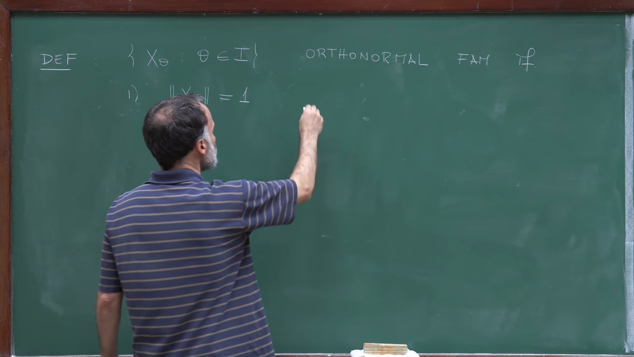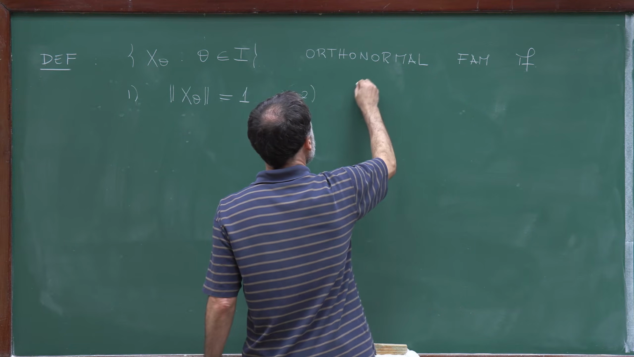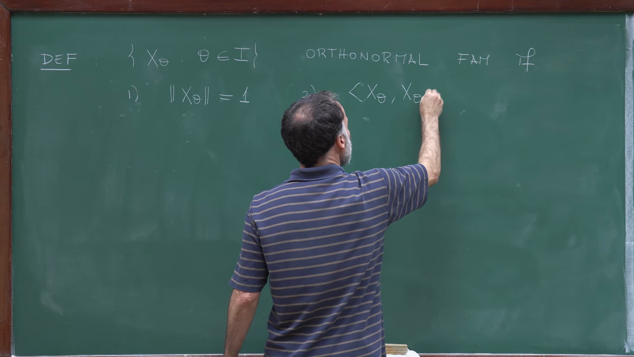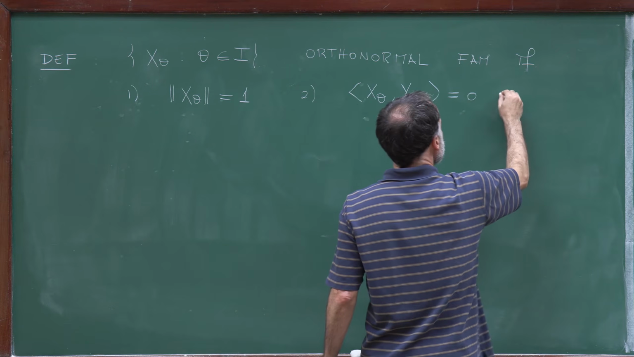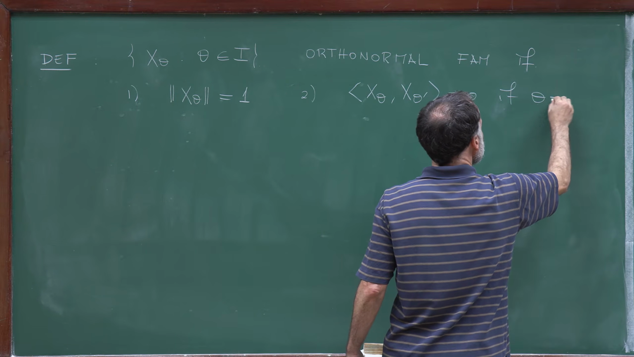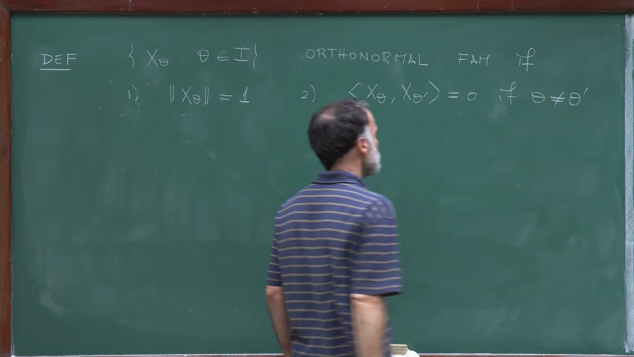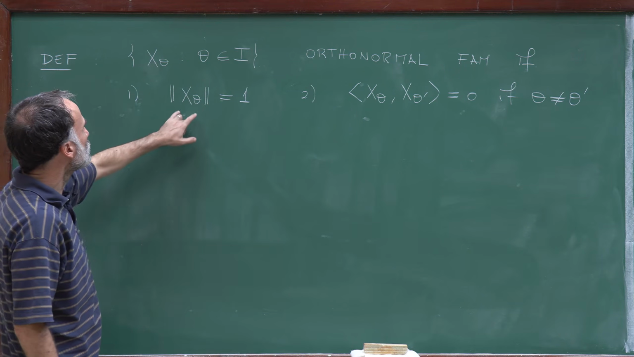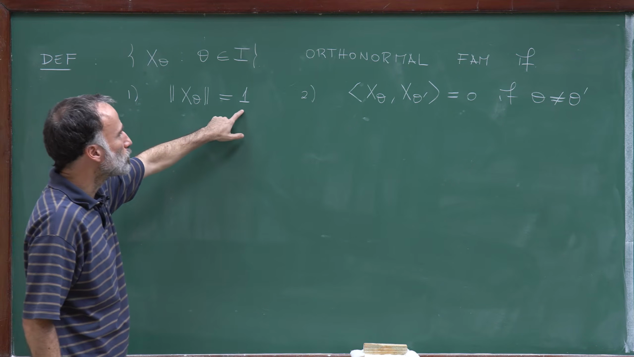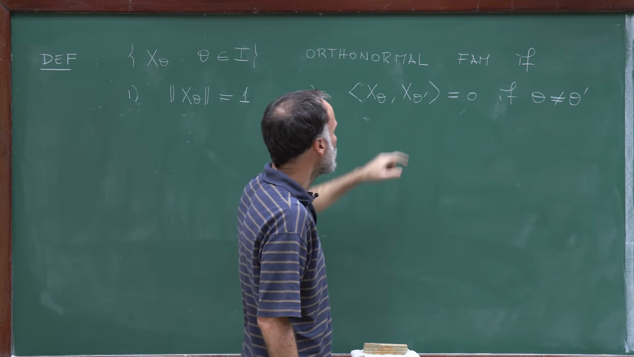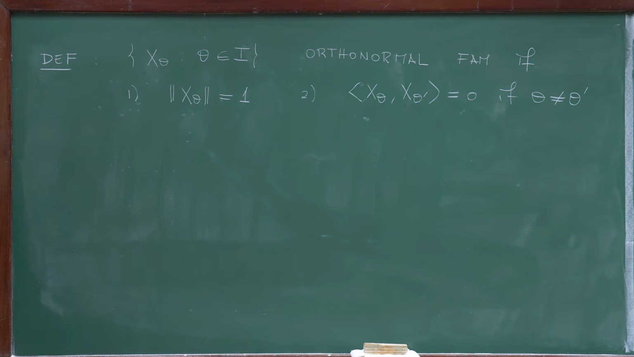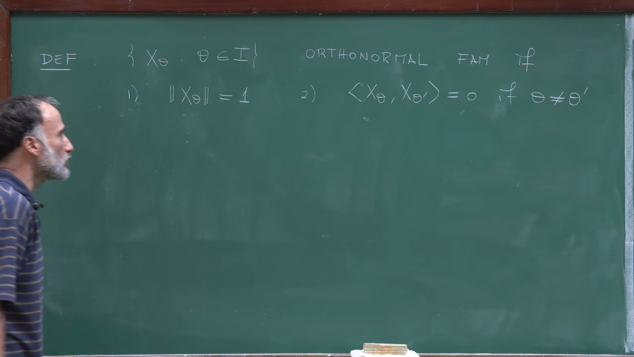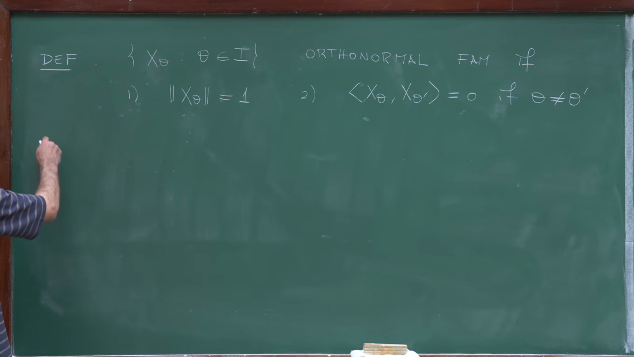And then the second condition is that they are all orthogonal. So x theta prime is equal to 0 if theta is different from theta prime. So I'll say that the family is an orthonormal family if all elements have norm equal to 1 and if they are all orthogonal. So if I take theta different from theta prime, the scalar product of x theta with x theta prime is equal to 0.